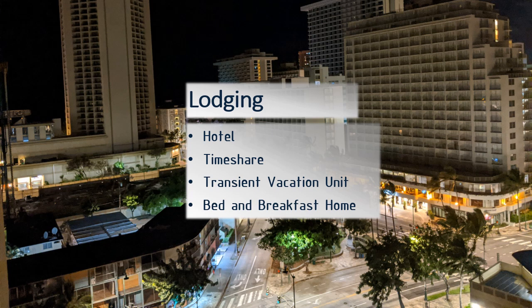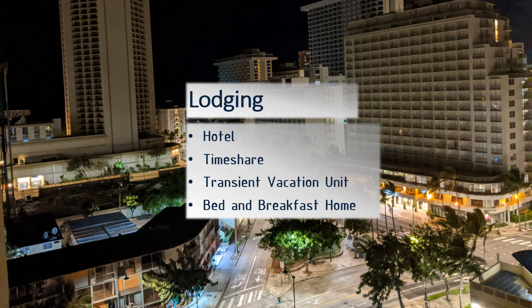The lodging subcategory includes hotels, timeshares, transient vacation units, and bed and breakfast homes. Timeshares must be registered with the State of Hawaii Department of Commerce and Consumer Affairs. Transient vacation units, or TVUs, and bed and breakfast homes must be registered with the City Department of Planning and Permitting. These uses are all allowed in the Resort District and Resort Mixed Use Precinct. Hotels are also allowed in the Business and Industrial Mixed Use Districts.